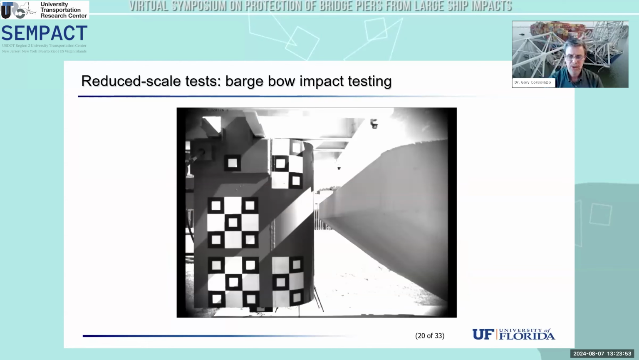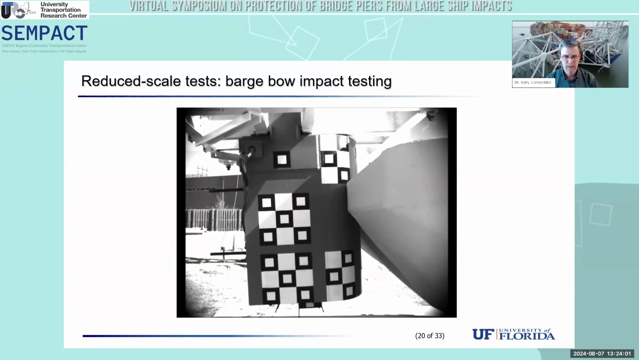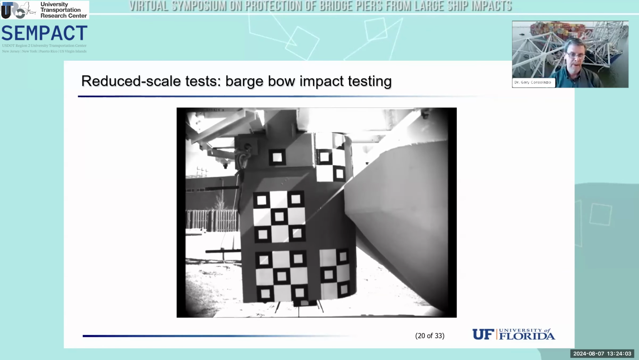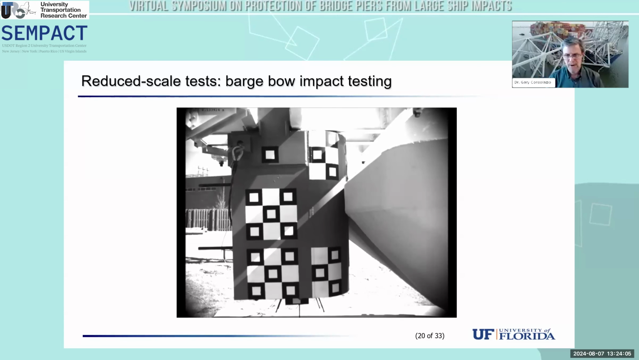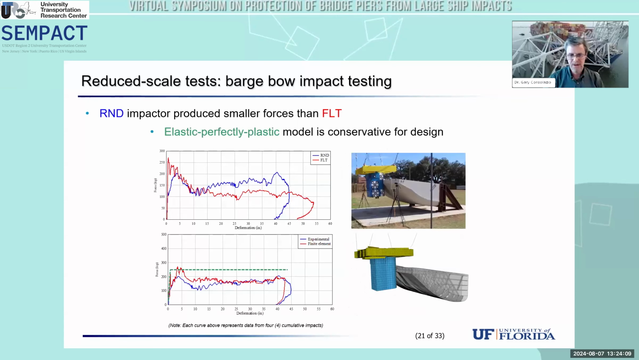And the initial impact on the other barge. So again, we had 2 barges, each of which was struck by an individual impactor. So this is the first impact on one of the barges from the rounded impactor. So we had accelerometers, high-speed cameras, and a number of other types of instrumentation to measure and extract from these tests the force deformation relationships.